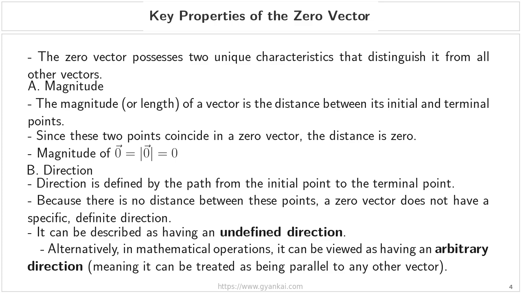Alternatively, when you are performing more complex mathematical operations later on, you can think of it as having an arbitrary direction. This simply means that, mathematically, it can be treated as being parallel to any other vector you might encounter. This lack of movement is exactly what we will see in our real-world example in the next slide.